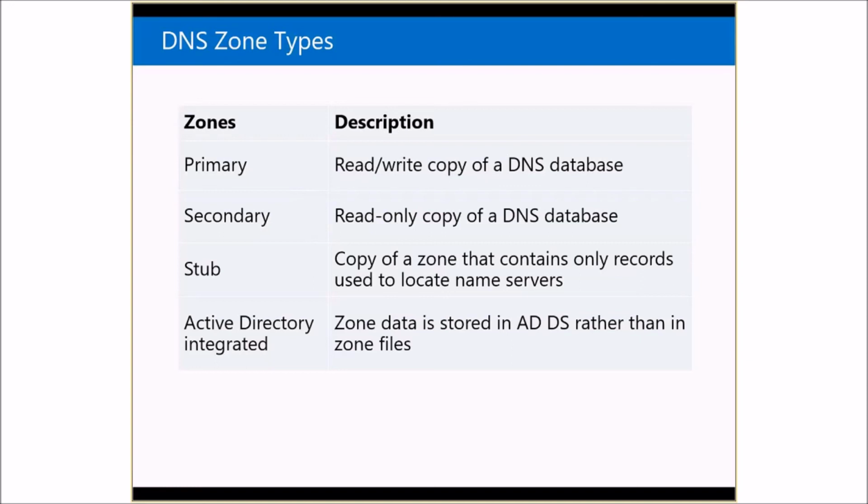But when we have a secondary DNS server or secondary zone, which is a backup of the primary, it's a read-only copy, which means you cannot make changes. When you update the primary one, it gets transferred by a zone transfer to the secondary DNS zone. Then we have stub zones, which are very tiny little zones, like a stub of a branch. It just contains enough records to locate the name server of that domain.